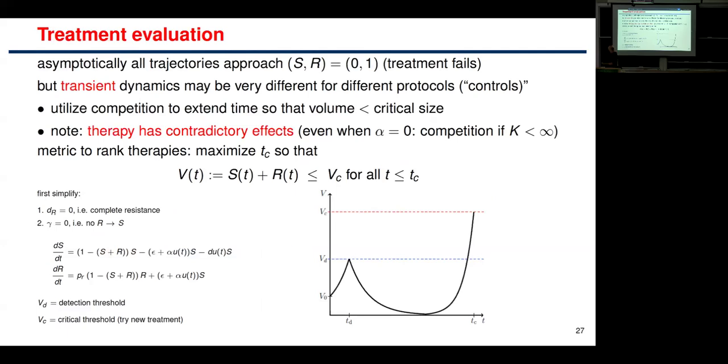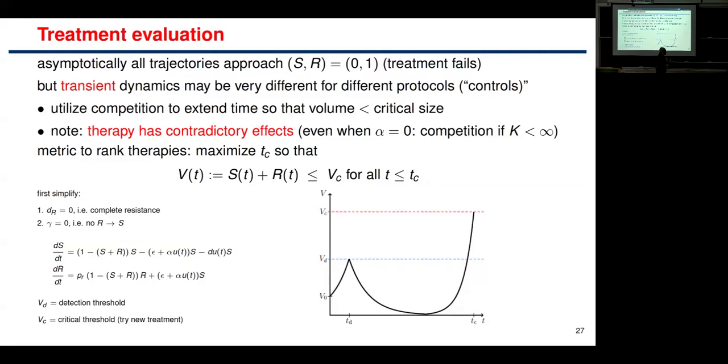More interestingly, let's talk about how we can evaluate treatment. Remember, I make k equals 1, so the carrying capacity is 1 for simplicity. I'm going to assume that gamma, the back transformation, is 0 for simplicity. So once you have resistance, you cannot become sensitive again. And I'm going to let the maximum possible value of S plus R be 1. So I'm thinking of fractions, if you like, just normalizing units so that the carrying capacity is 1.